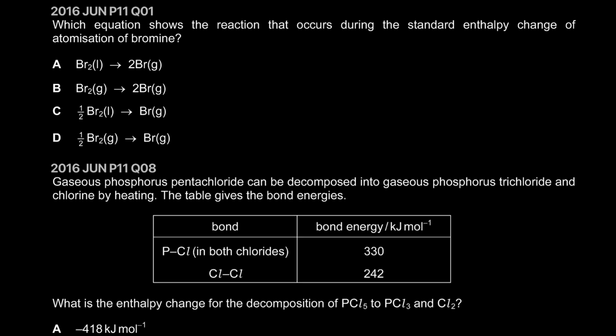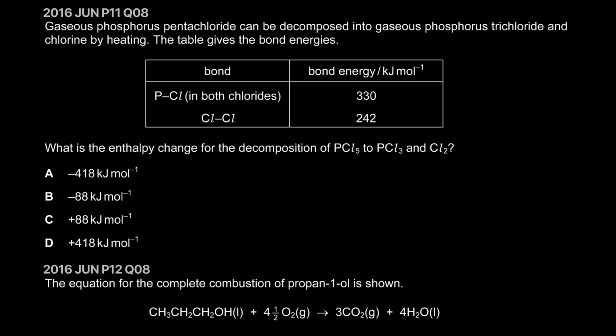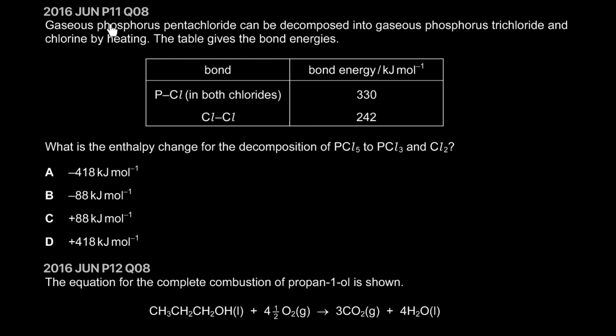Okay. The next question that we have is: gaseous phosphorus pentachloride can be decomposed into gaseous phosphorus trichloride and chlorine by heating. The table gives the bond energies. What is the enthalpy change for the decomposition of PCl5 to PCl3 and Cl2? Now they've given us the bond energies of the P-Cl bond and the Cl-Cl bond. So again, we're talking about this reaction. We have PCl5 making PCl3 and Cl2.